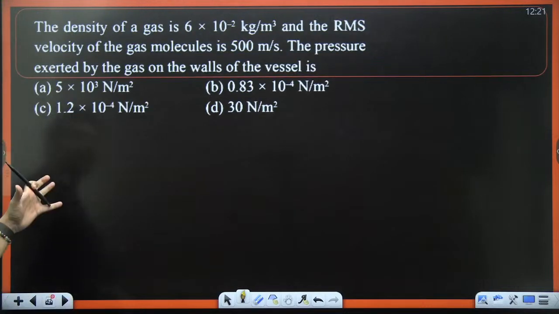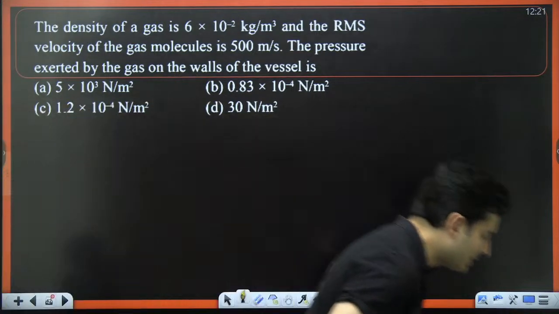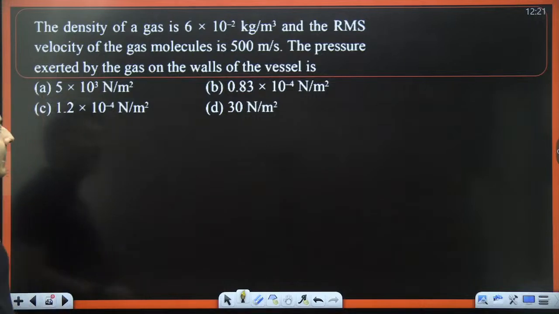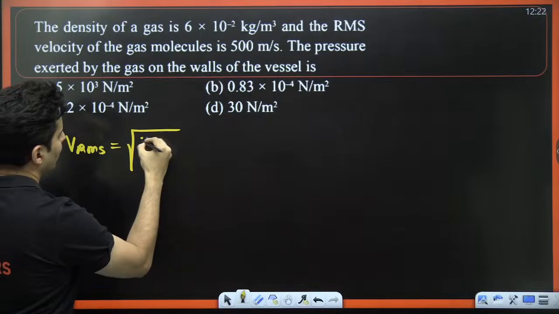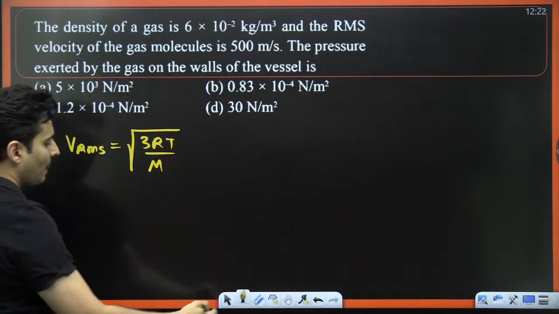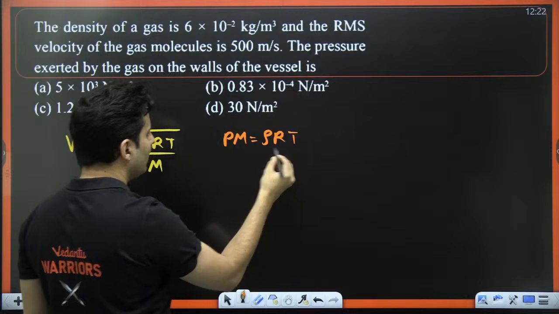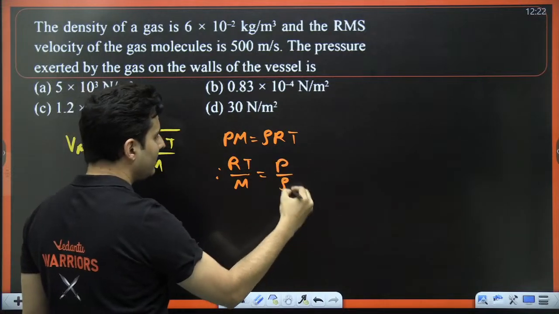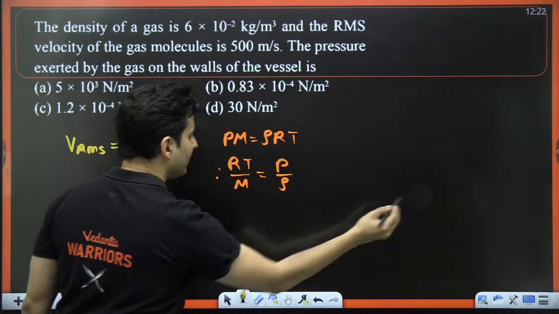Moving on to the next one. Density is given. RMS speed is given. Pressure exerted by the gas on the walls is how much? Come on. Which formula you might need? I think RMS speed is given, right? And pressure is asked. So using the RMS speed formula, which is root of 3RT by M, and combining it with the gas equation, PM is equal to rho RT. So RT by M, isn't it pressure by density? So I'll just put RT by M as pressure by density.